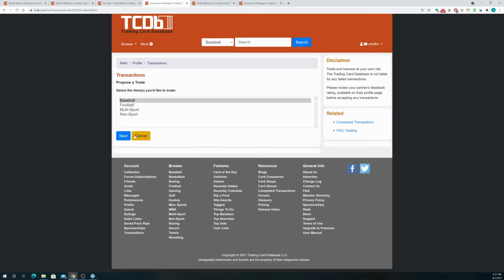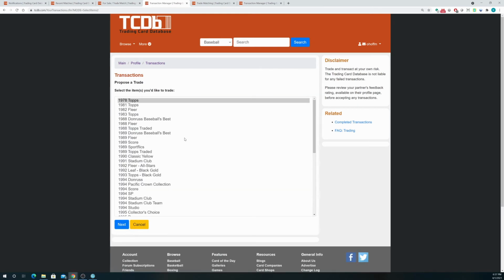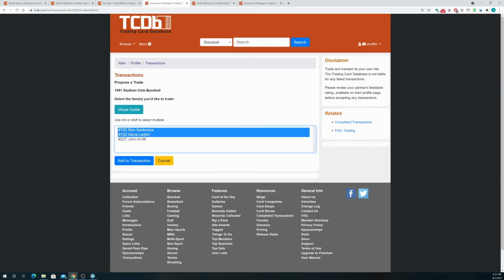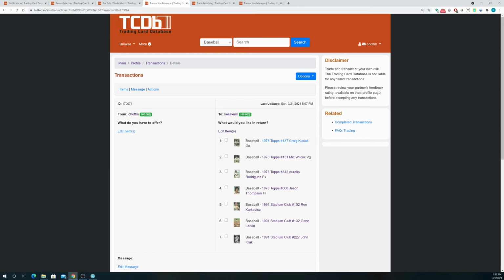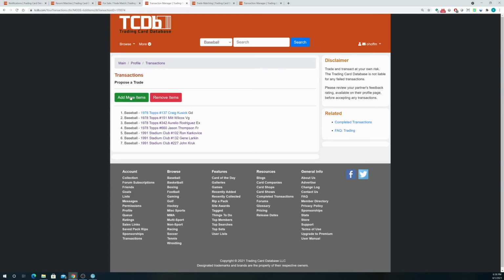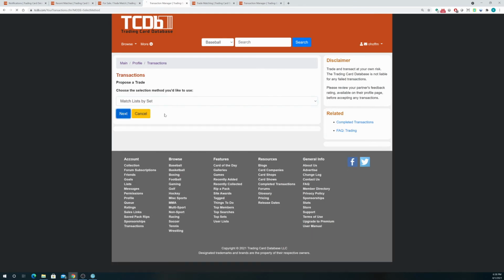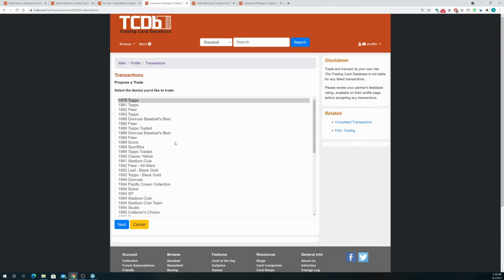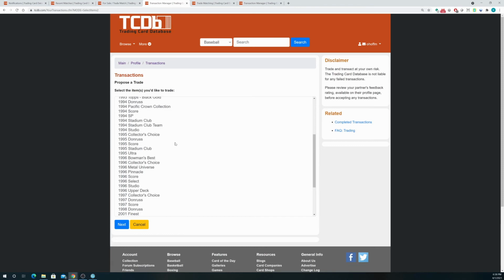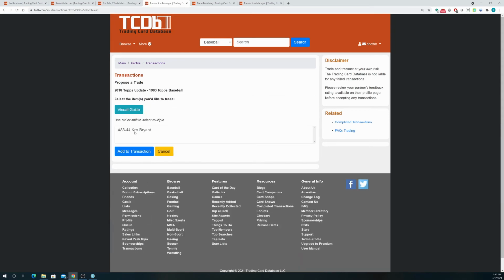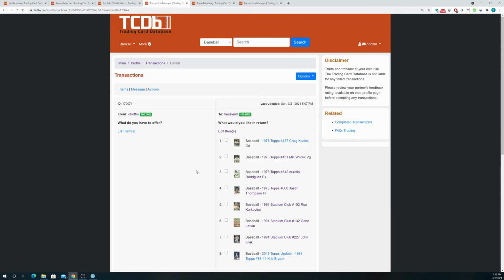So I'm going to add more. Go by set again. I wanted those Stadium Clubs. So let's see. There's only 3 of those. So we are up to 7. Let's see what else we got here. Baseball. Topps Update '83. Chris Bryant's pretty cool.